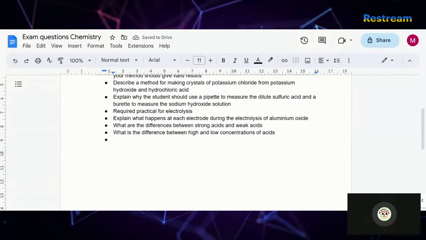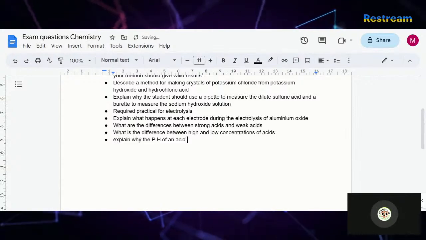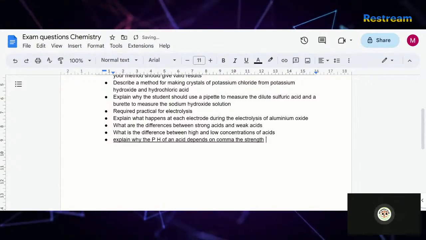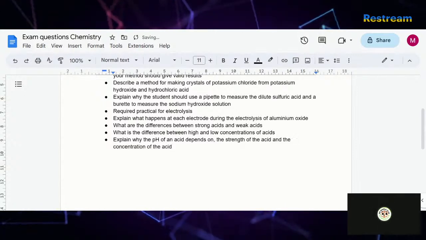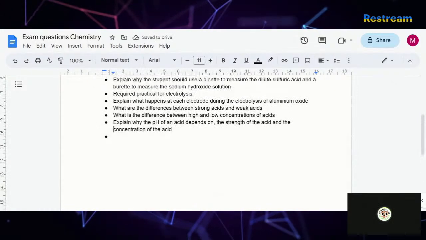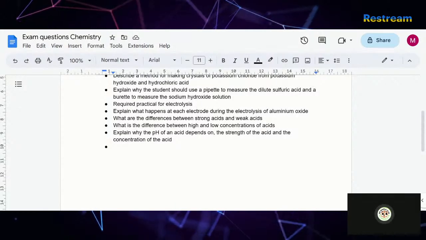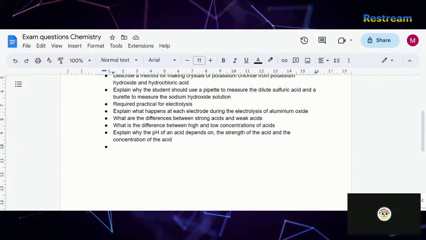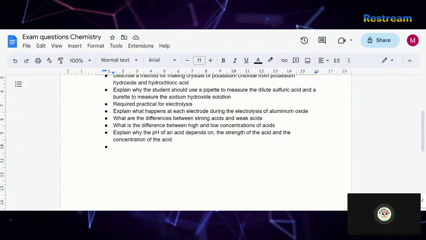Explain why the pH of an acid depends on the strength of the acid and the concentration of the acid. So this again links to the topics we just looked at, which is strength and concentration of acids. So we're being asked now, how does the pH depend on these two factors, the concentration and the strength? So let's look at that now.